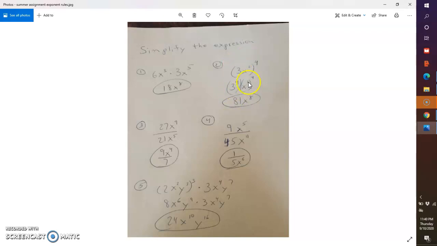And here's where you have the power to the power, x squared to the fourth. Whenever you have two exponents to the same base, you multiply them. 2 times 4 is 8, so our answer here is 81x to the eighth.